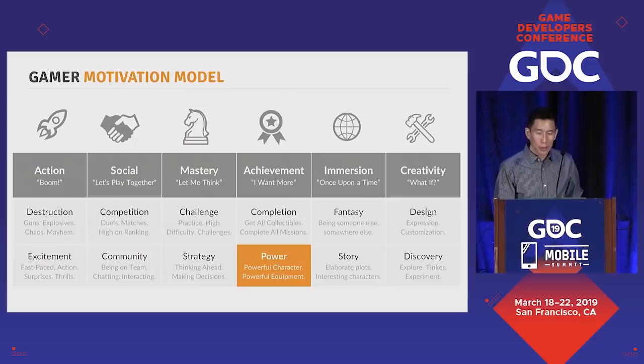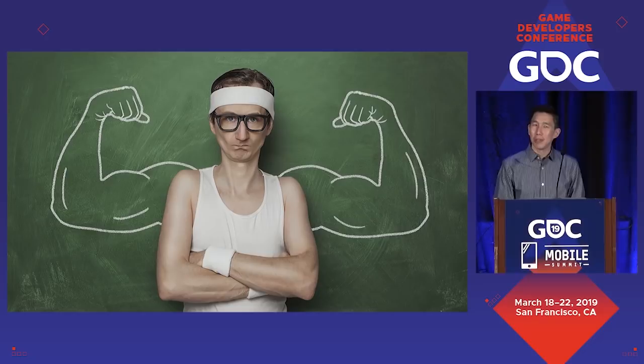We were just talking about completion. Power is the other motivation in the pair of achievement motivations, where completion is about getting to 100%. Power is about constant growth in absolute numbers. So power is about getting bigger, getting stronger over time. It's almost always numbers driven because you need numbers to quantify how much you've grown.